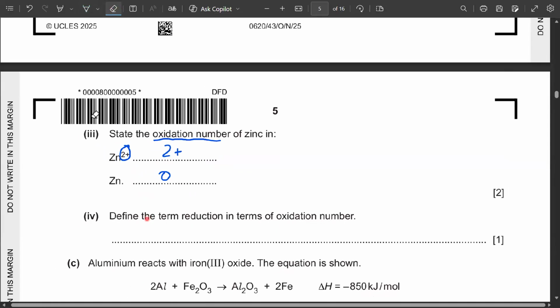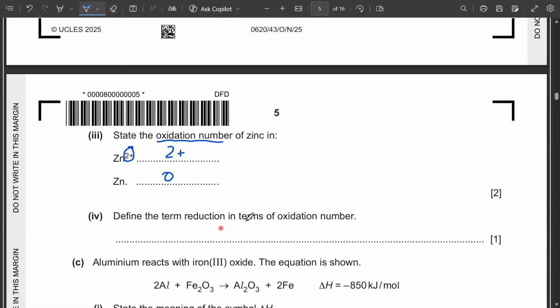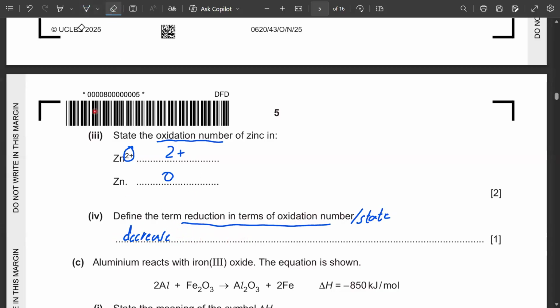Then part 4: define the term reduction in terms of the oxidation number. So reduction in terms of the oxidation number is basically a decrease. We remember there are 4 different ways to express oxidation or reduction. One of them is the oxidation number or oxidation state. Both mean the same thing. So in terms of oxidation number, we will say a decrease in oxidation number.